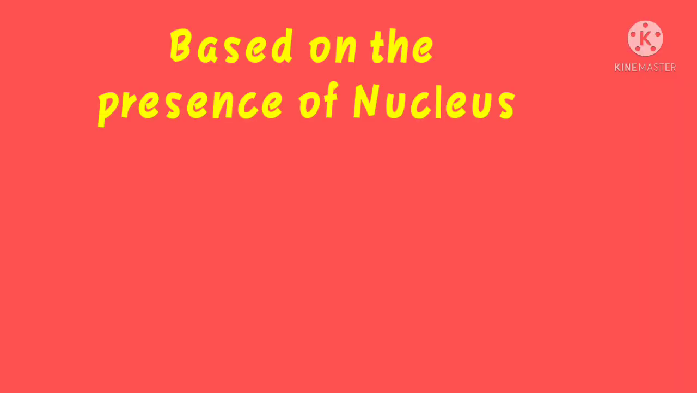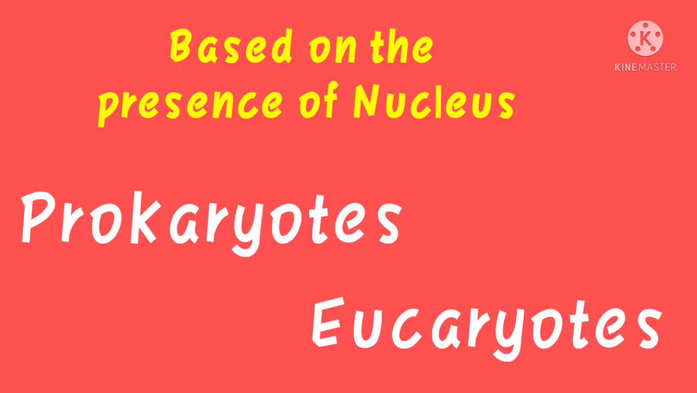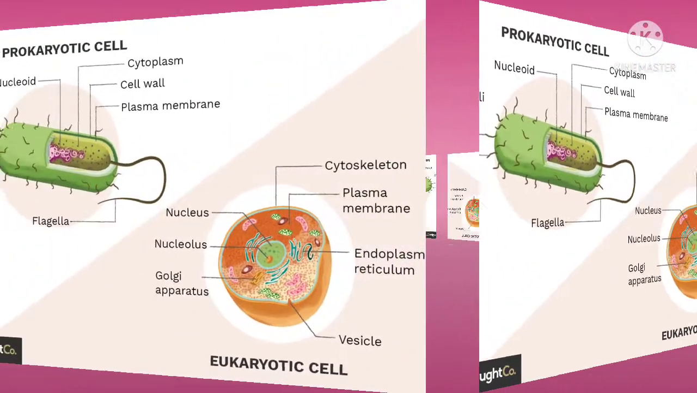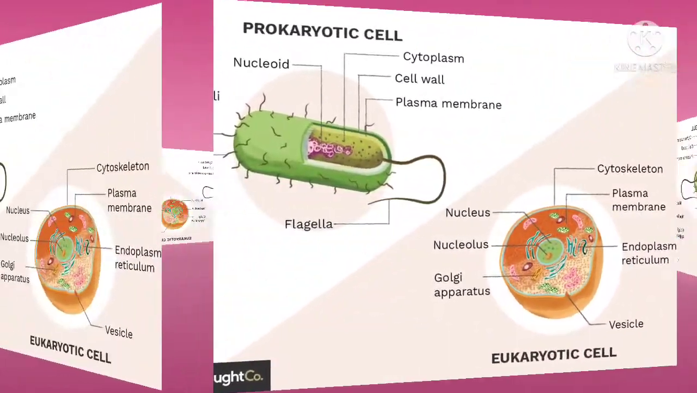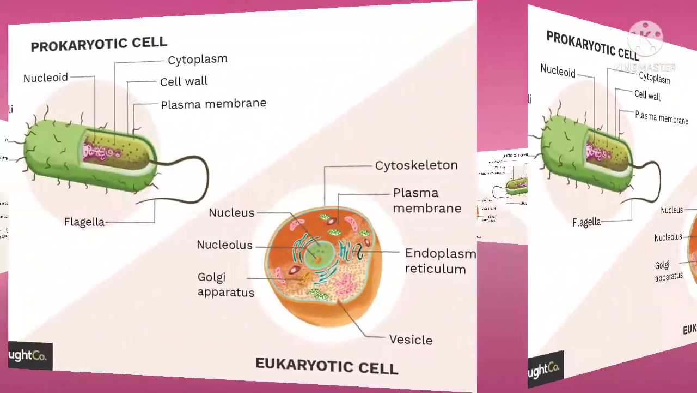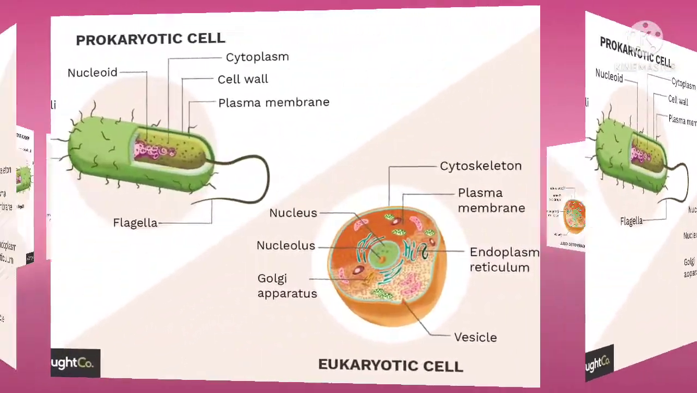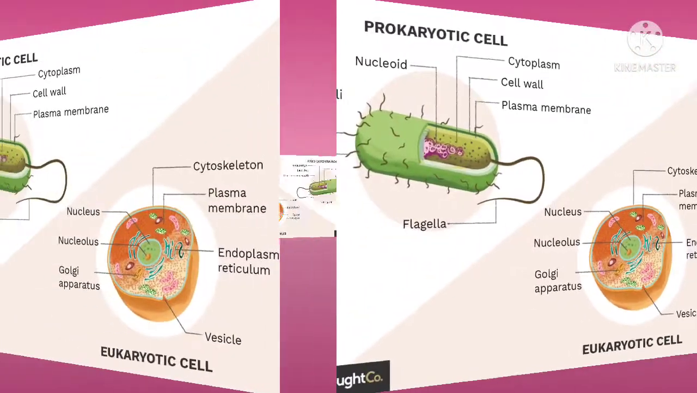The next one is that cells are divided into two types based on the presence of a nucleus. They are prokaryotes and eukaryotes. Prokaryotes do not have a nucleus. For example, bacteria. Eukaryotes have a nucleus and are developed organisms. Examples are plants, animals, etc. Let us come to know about the cell organelles in detail.